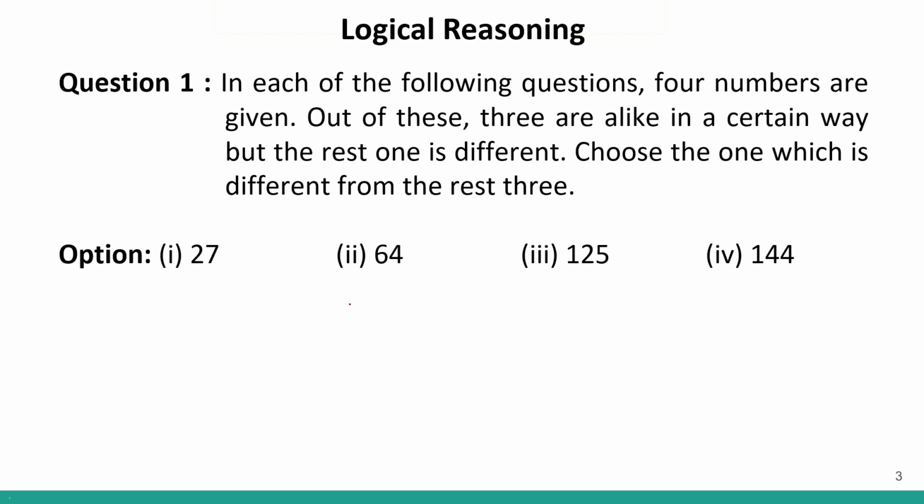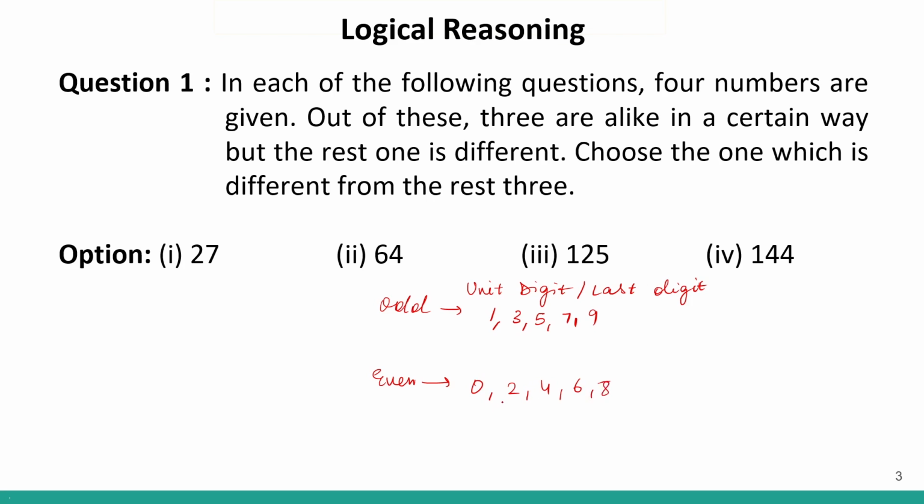The first concept was what are odd and even numbers. We know that odd numbers are numbers whose unit digit, or the last digit, ends with 1, 3, 5, 7 or 9. Similarly, even numbers are numbers whose unit digit is 2, 4, 6 or 8. So this is how you identify odd and even numbers.